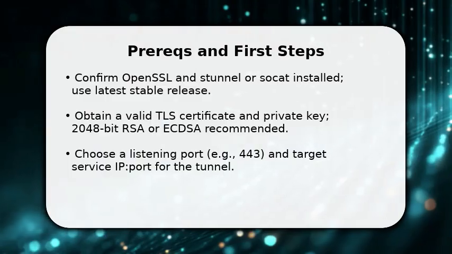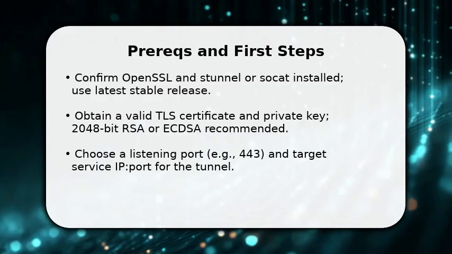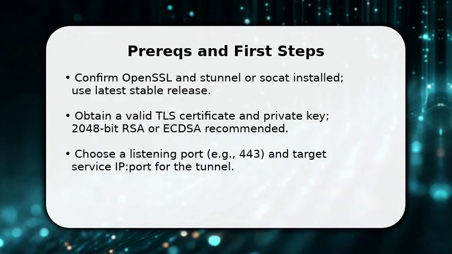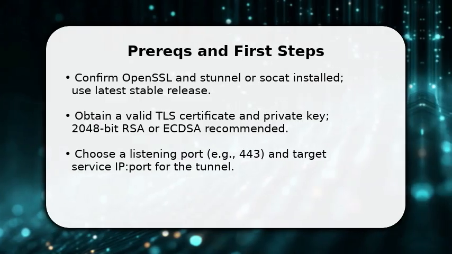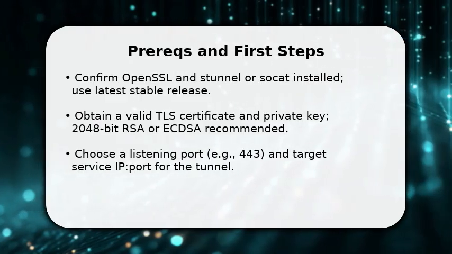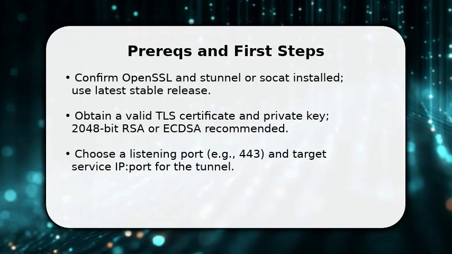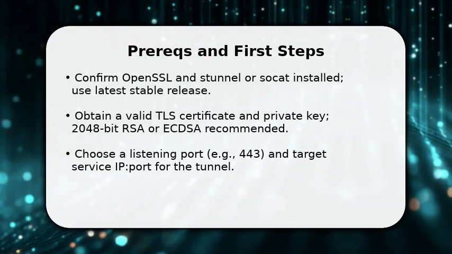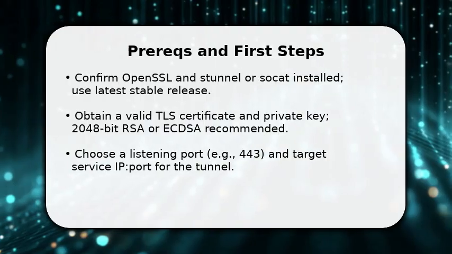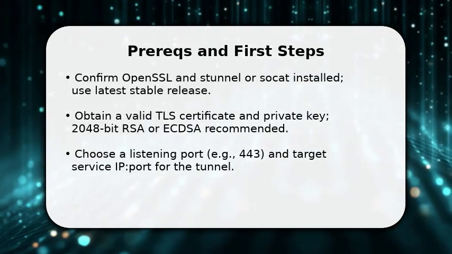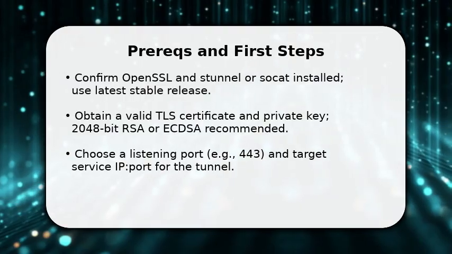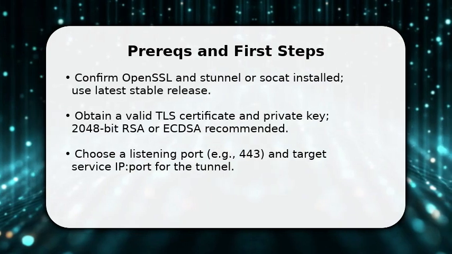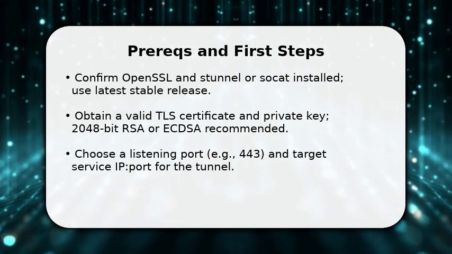You start by verifying tools and assets you need right now. Install OpenSSL and Tunnel or Socket, then place your certificate and key in a secure path. Permissions matter. Once done, pick a public listening port like 443 to avoid outbound blocking and identify the internal service IP, port you want tunneled. This first step ensures you can create an encrypted endpoint that forwards to the real service. It reduces middleman interference and prepares the environment for configuration.